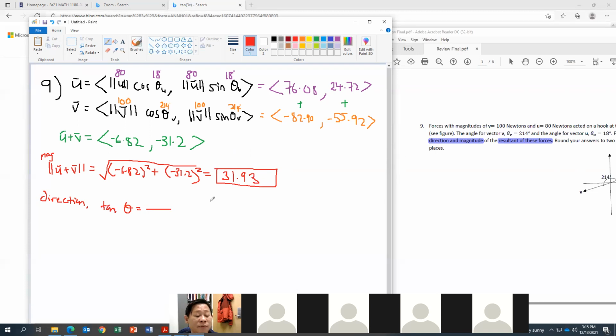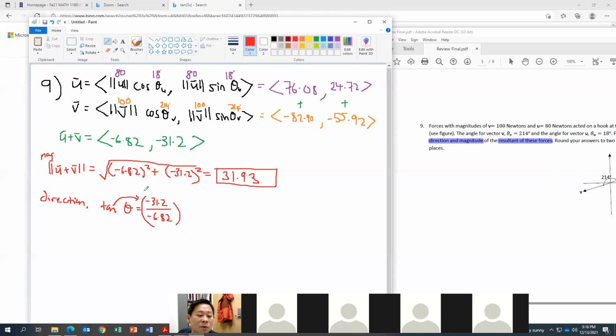In order for us to find the direction, it's tangent theta, always tangent theta. It's like your unit circle. Remember, tangent is always y, or sine over cosine, or y over x. So this is your y, which is negative 31.2, and this is your x, negative 6.82. So don't forget, this is very similar to your unit circle. We use x and y as we use x and y. So tangent is y over x. When you move the tangent over here, you become arctangent.